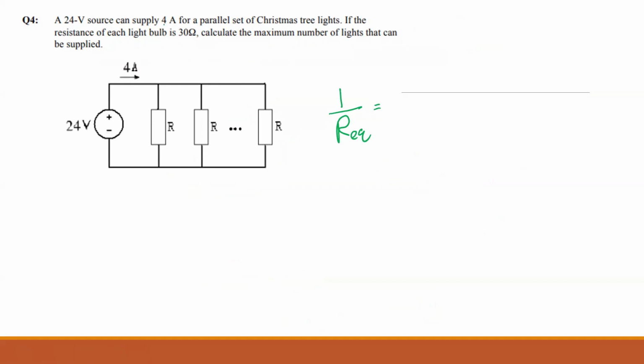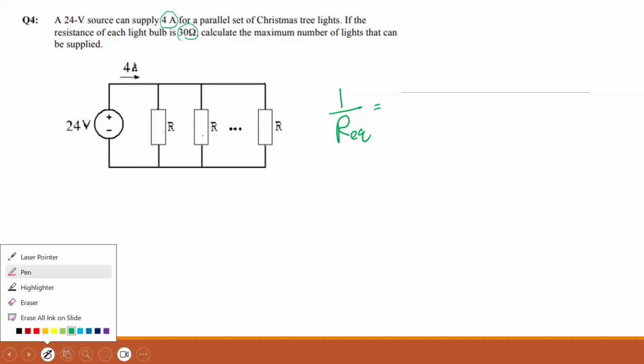They are asking you to find, the current is 4 amps, and if the resistance of the light is 30, calculate the maximum number of lights that can be supplied. They're asking how many resistors, the number of resistors. Just think and try. I will do it after you try.